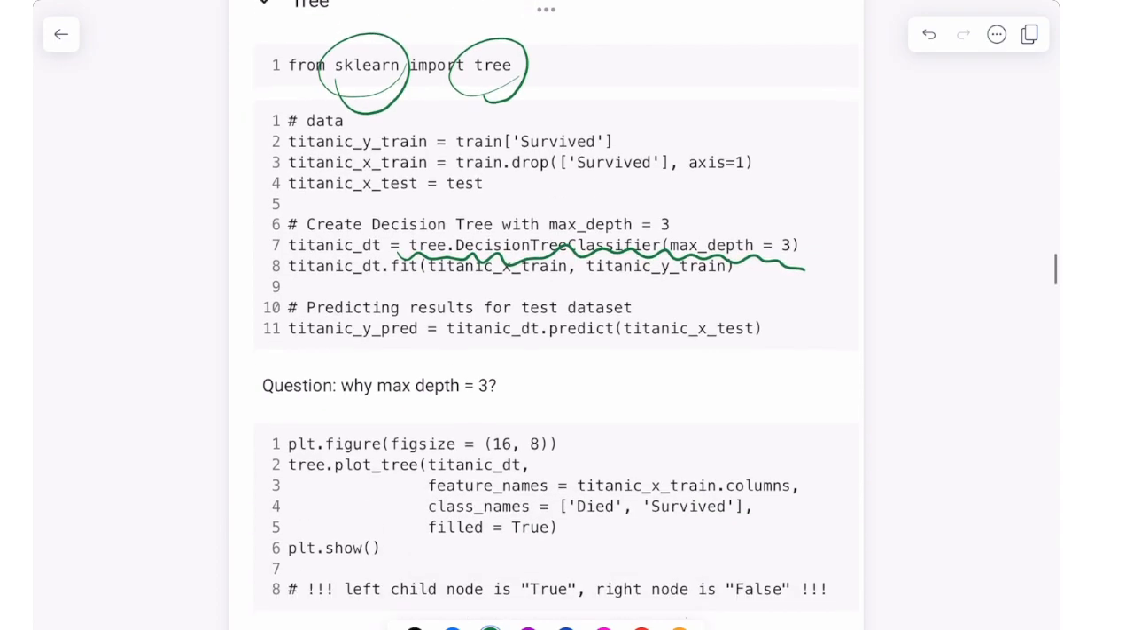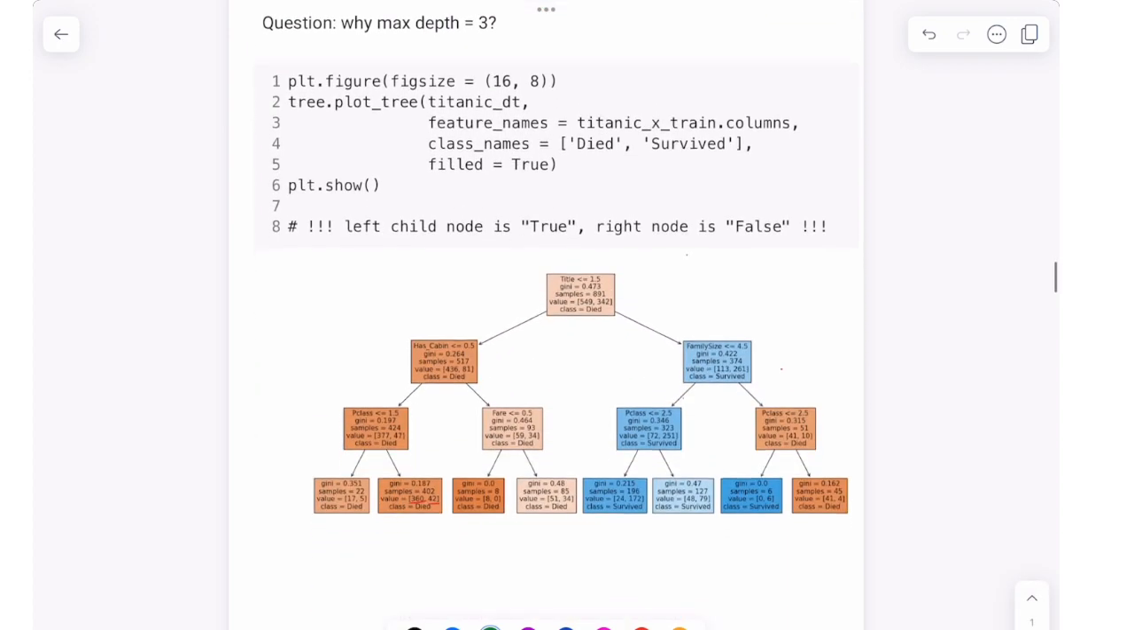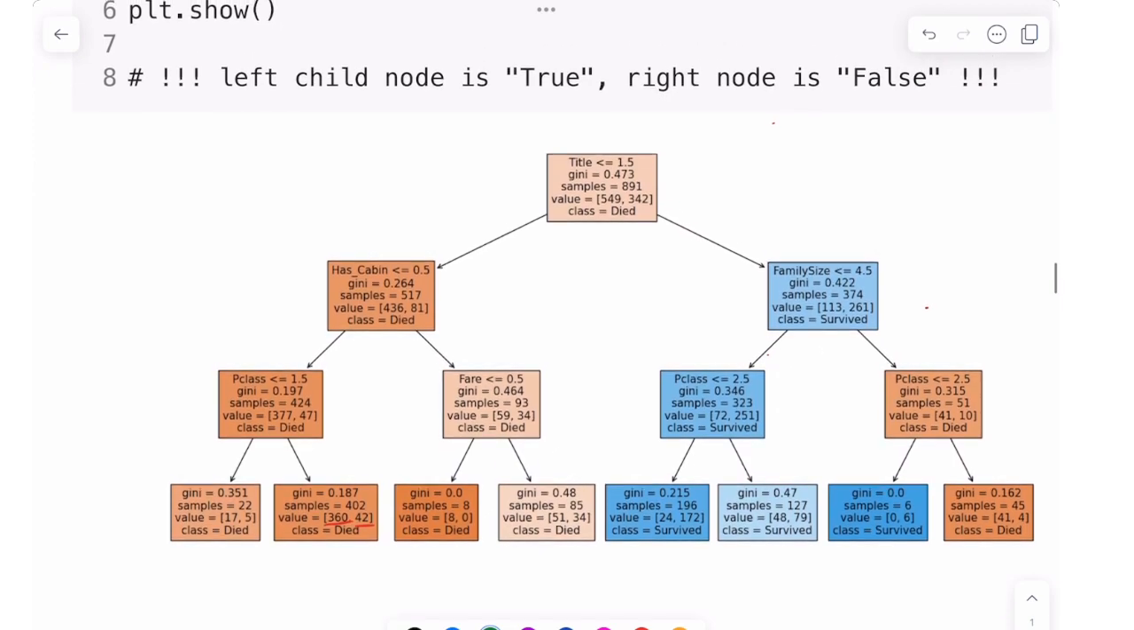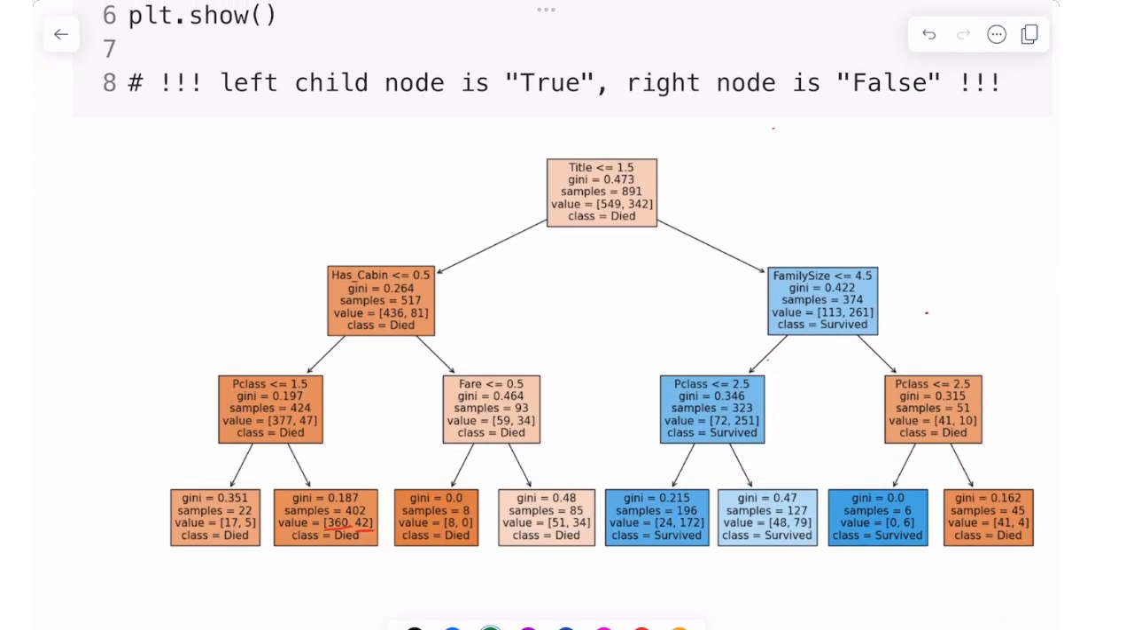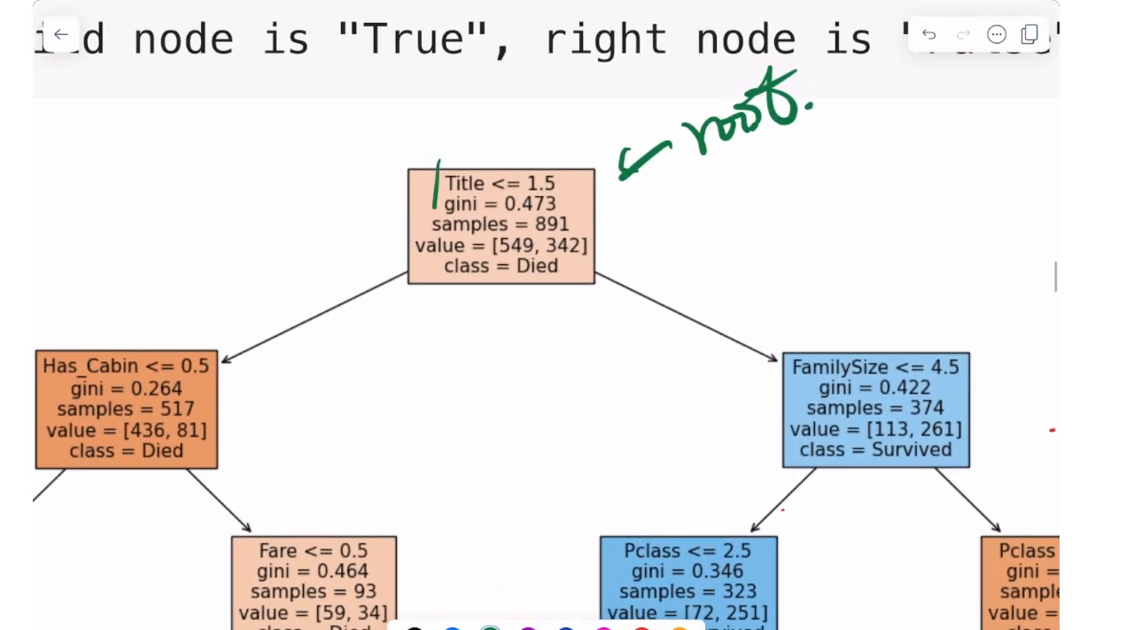After that, we can simply use packages. We give all the x values and the y value to the algorithm, and then we have this kind of result. I will teach you how to read the result, and we will demonstrate later why the tree looks like this. Here is the root, so we start from the root. Here is the question: title less than 1.5. The left hand side is yes, the right hand side is no.